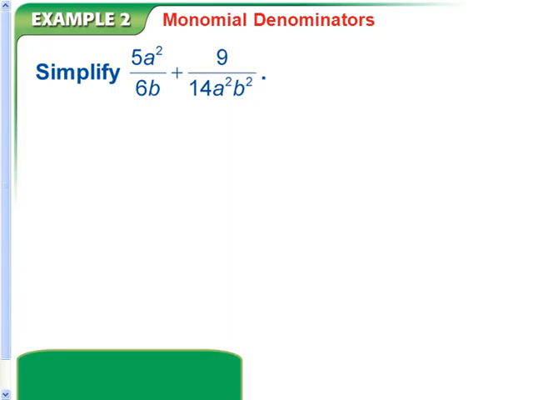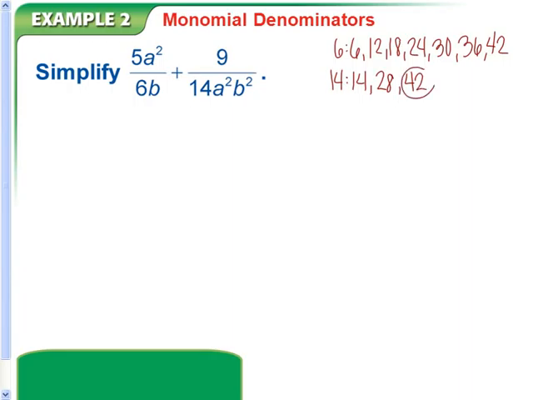So we can think about 6 and 14. So this is a small one. We might be able to just write this out. So the multiples of 6 would be 6, 12, 18, 24, 30, 36, 42. I think 42 is going to work. On 14, we have 14, 28, and then 42. So the number for our least common multiple is 14.